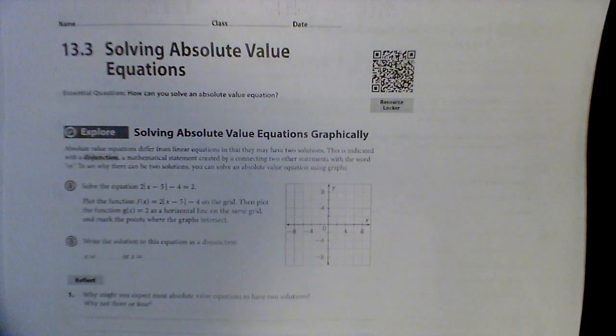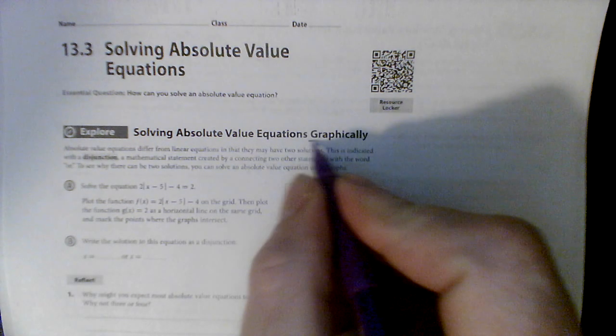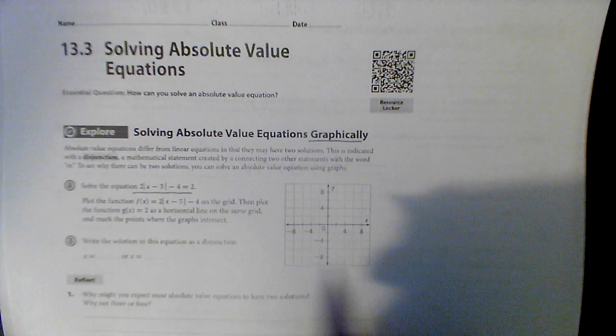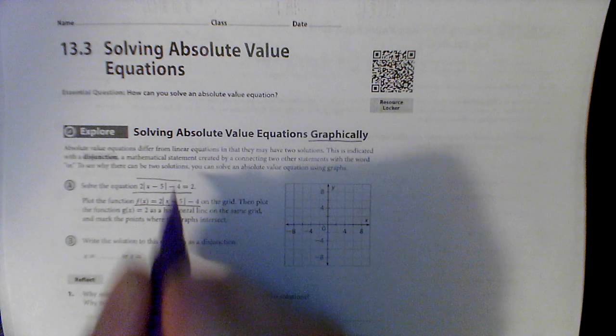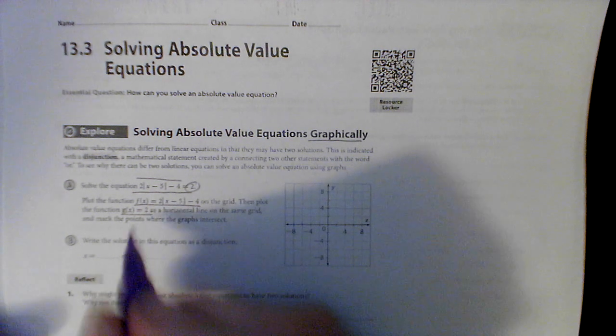Alright, we are going to solve absolute value equations. First we're going to do it graphically. And one way you can do things graphically when you have equations like this is to set up two equations. One equation, f of x equal to the left side over here. The other equation, g of x equal to this. Let's graph this g of x equals 2 first.